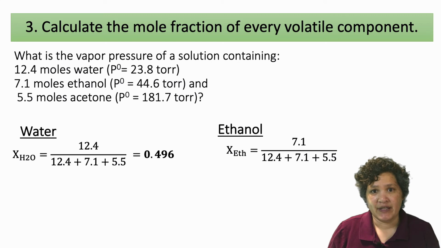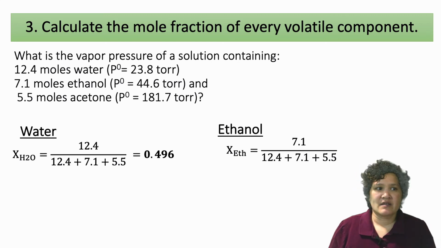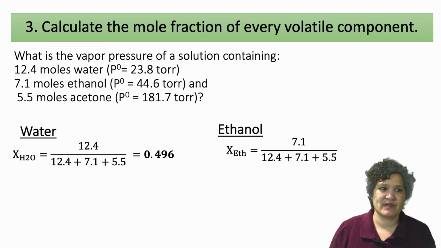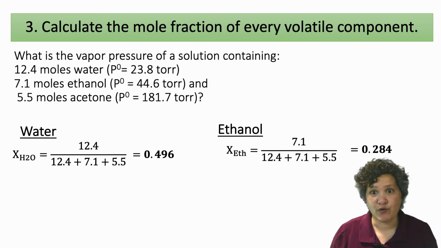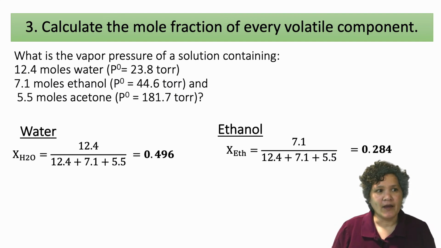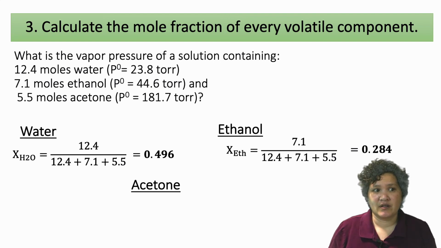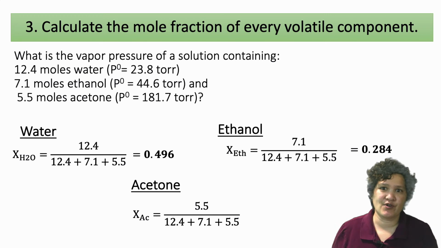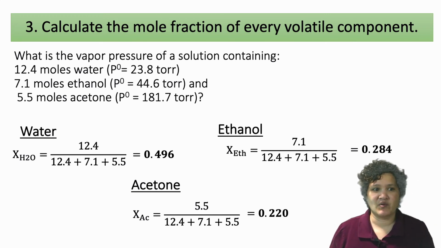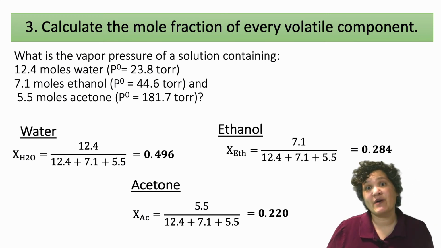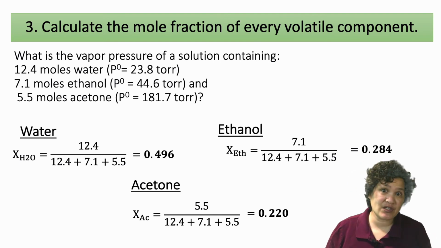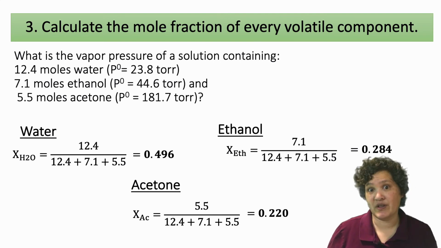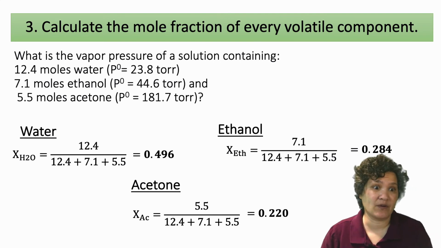So we run that through the calculator, it's 0.496, just about half of the solution. For ethanol then, we're going to have 7.1 moles of ethanol, same total number of moles. What does that give us? 0.284 for our mole fraction. Acetone, we have 5.5 moles, same number of moles total, and that's going to be 0.220. Again, if you add up all 3 of these mole fractions, they equal 1. So that's the way you double check that you did your math correctly.